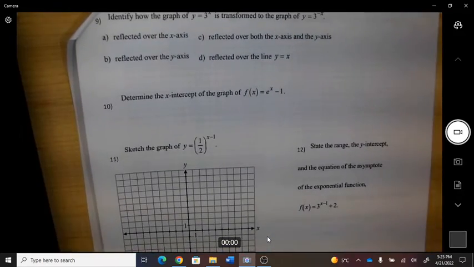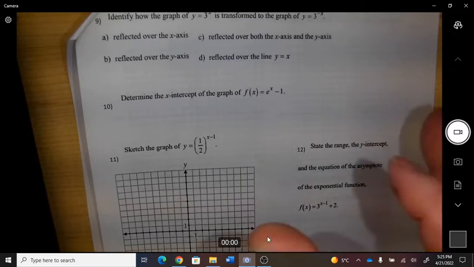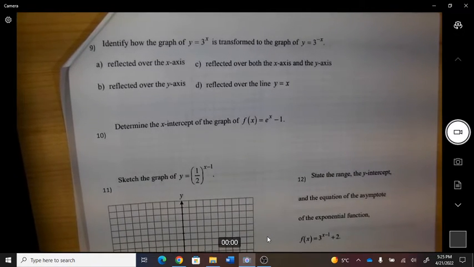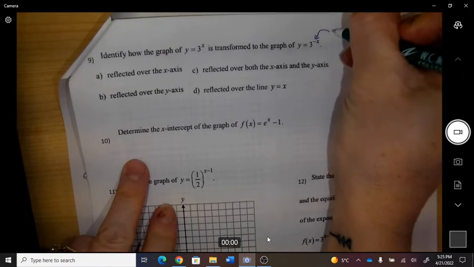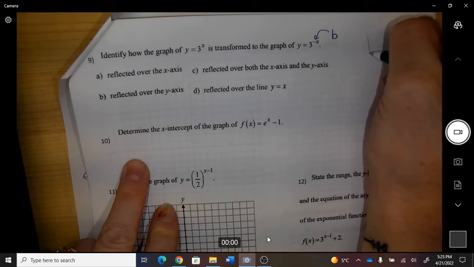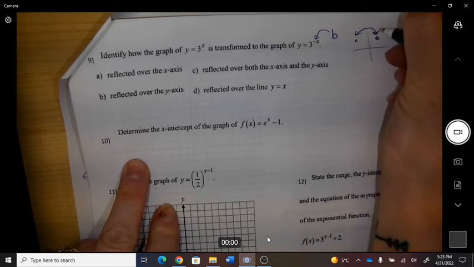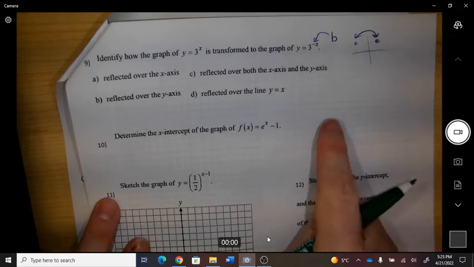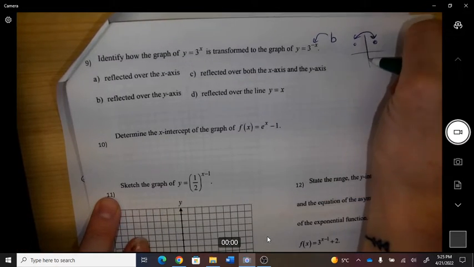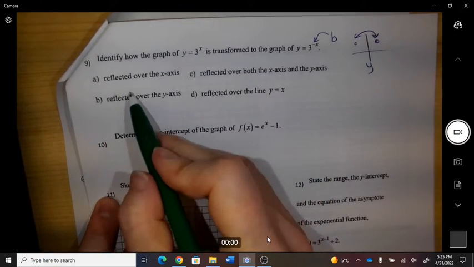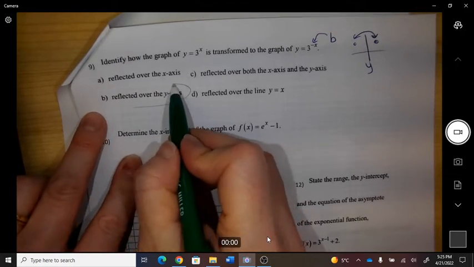Number 9, identify how the graph of y equals 3 to the x is transformed. So this would be a B, which reflects coordinates horizontally. So that's over the y-axis. So reflects over the y-axis.